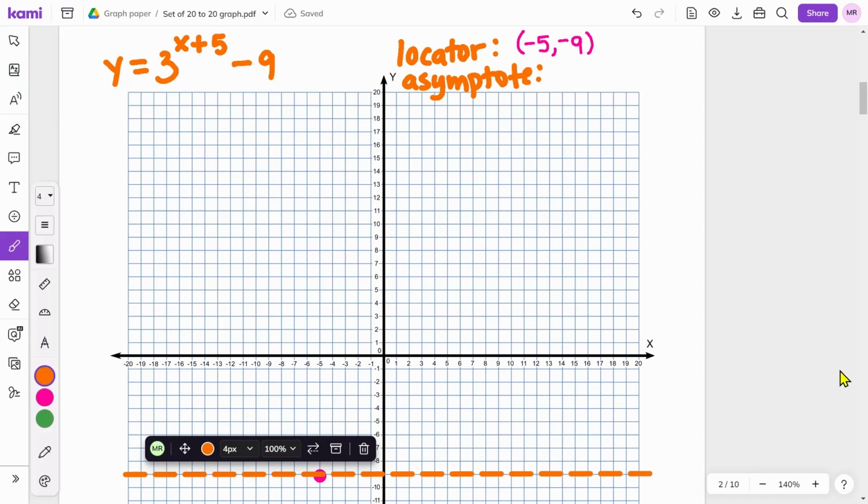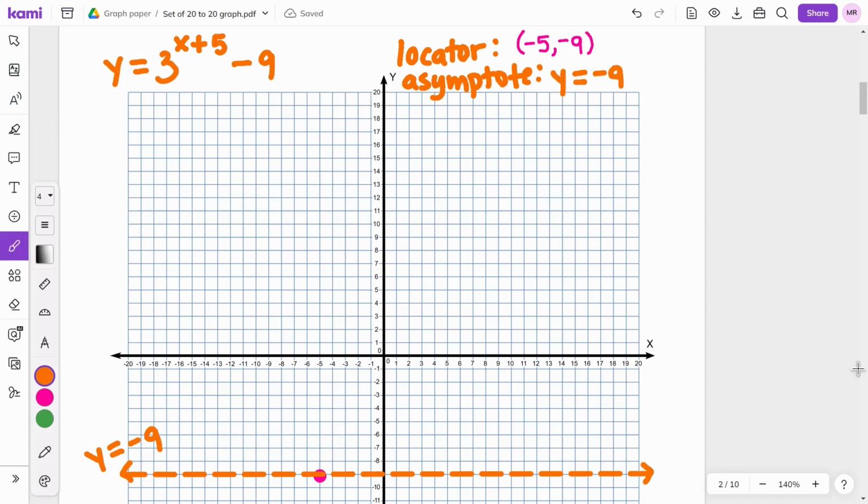And that equation for that horizontal asymptote is going to be y equal -9. So that's what my asymptote, y equal -9, okay? And you can always find it right here because that is what's moving your graph up or down. Now, that means that I'm going to start right here. I'll do the graph in purple.